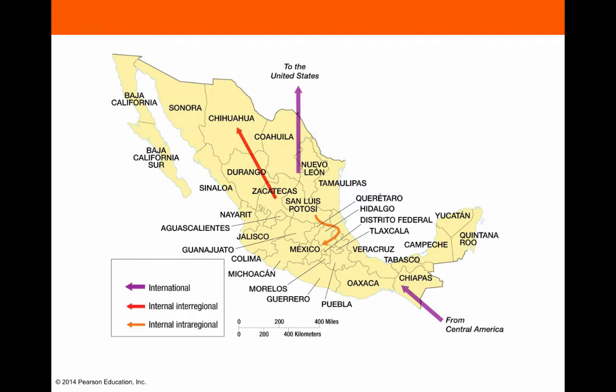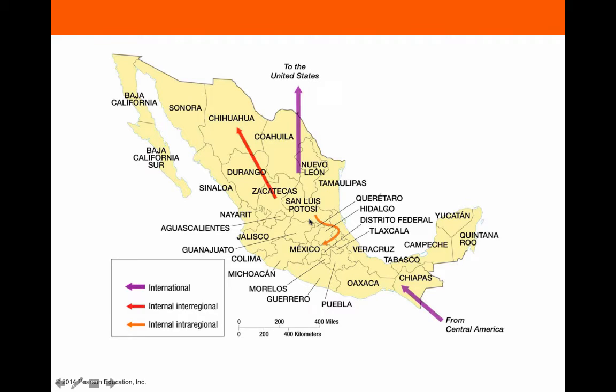Okay, so if we look at this map of Mexico, an international migration would be moving, let's follow the arrows here. So an international migration would be from Nuevo León to Los Estados Unidos. And then from Central America to Chiapas.